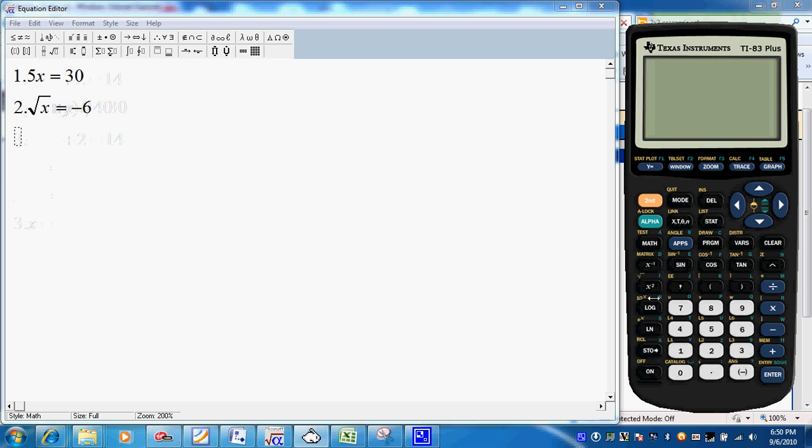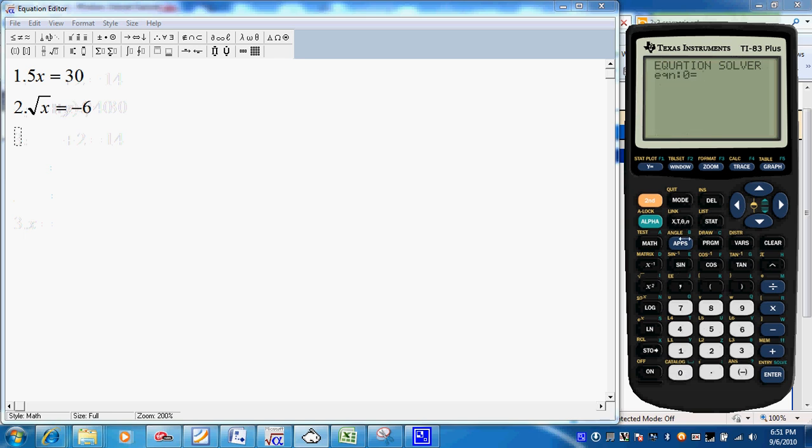First, we're gonna click math. Then we scroll all the way down to the bottom, and we're gonna go to where it says solver. Or you can just hit zero, like I'm gonna do.